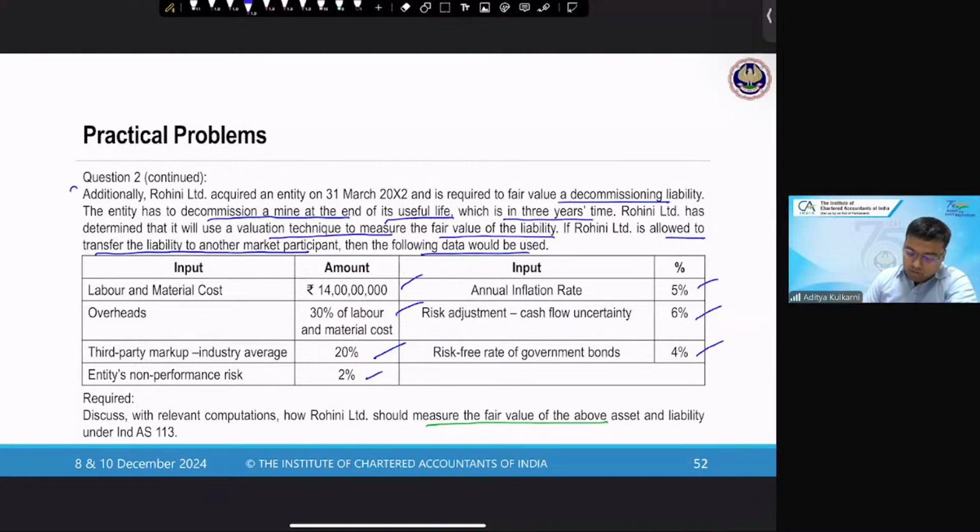Can you try this for homework? Is there any difference compared to the question that we just now did in detail?